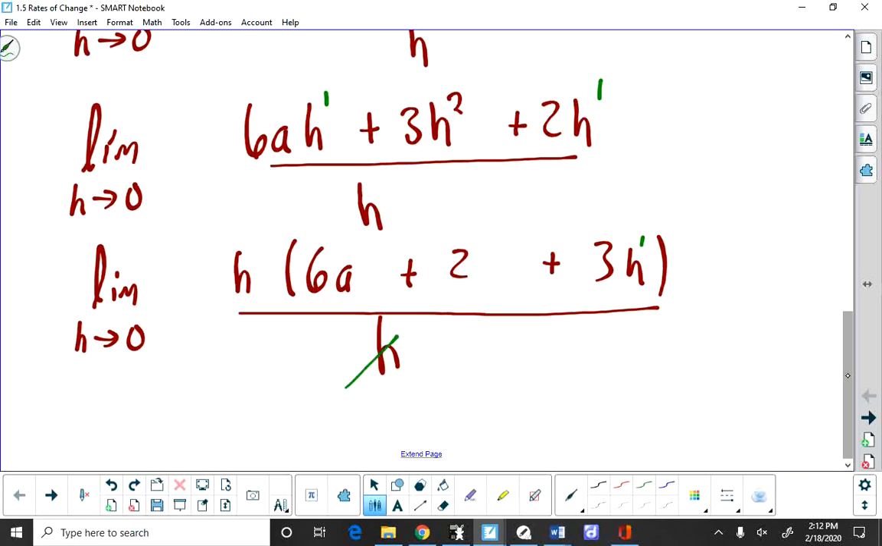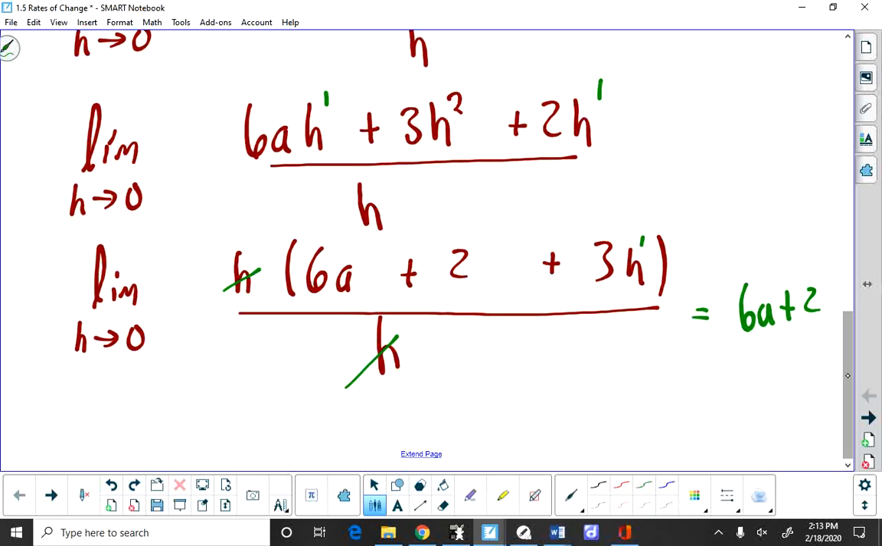And when you cancel these two, now you're going to put h equals 0 in, and this term will become 0, so you're left with 6a plus 2, which is what we said you should get. Well, we said 6x plus 2, but x is a. So the slope of the tangent here is equal to 6a plus 2. Incidentally, you remember what I just said? I'll repeat it. A is x, isn't it?